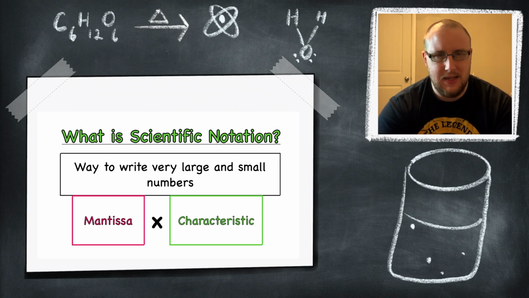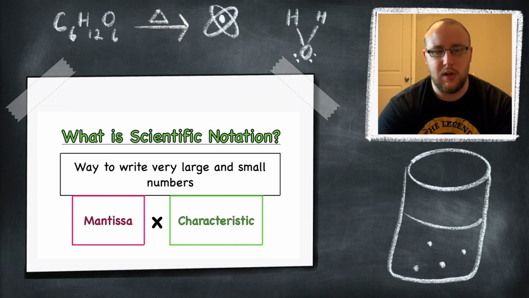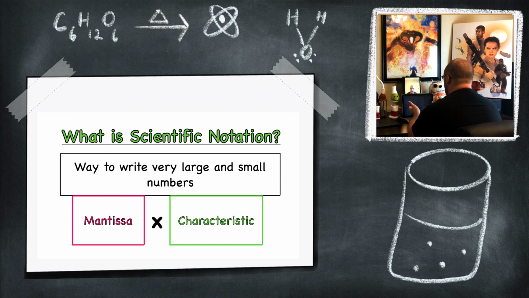So what is scientific notation? Well, basically it's a way to write really small or really large numbers. It allows scientists to express their measurements a lot easier. Instead of saying 0.000000005 nanometers of something, they can use scientific notation and cut down all those zeros that they have to say.